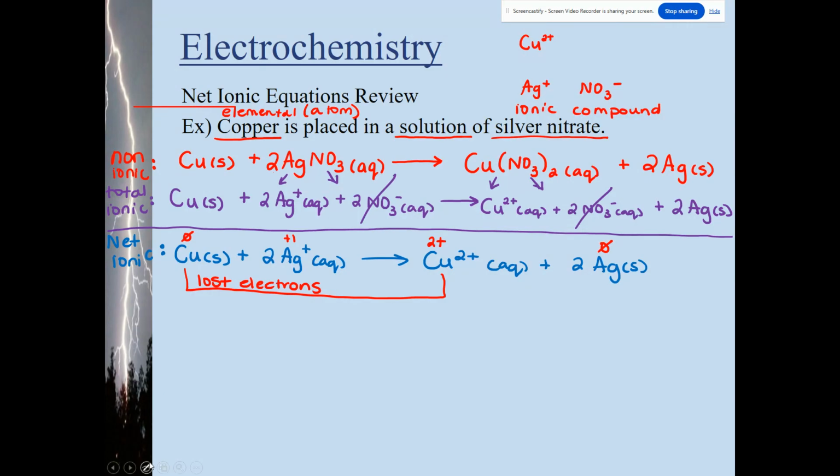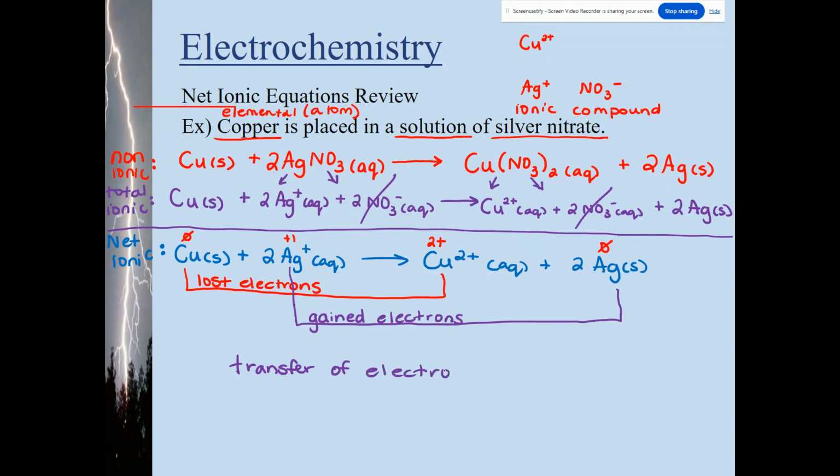So my silver, let's actually make a different line for silver. My silver, if it's gone from +1 to 0, it's gained electrons, because electrons, again, are negatively charged. So if electrons are negatively charged and your ion charge is decreasing, that's because the negative electrons are balancing with those positive protons that you started with, and now you have a net charge of 0. So this is the key to electrochemistry. We have a transfer of electrons.